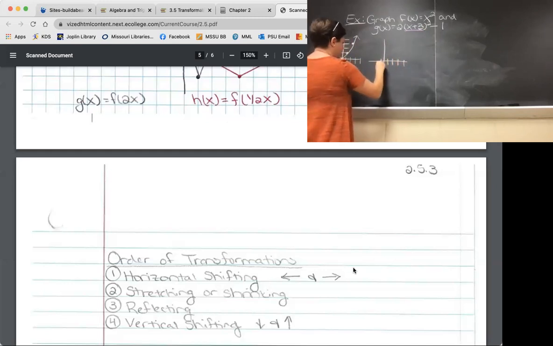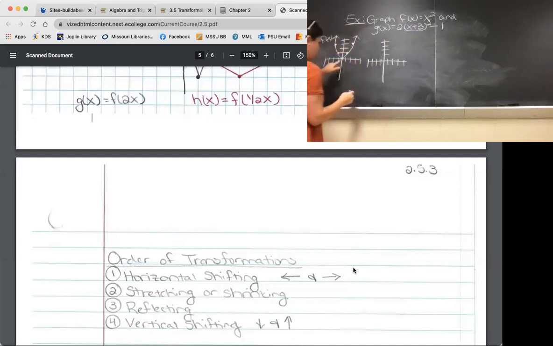So instead of 0, 0, I'm going to move that to the left 3 spots. 1, 2, 3. Instead of 1, 1, I'm now going to move that to the left 3 spots. 1, 2, 3. Instead of 2, 4, I'm moving to the left 3 as well. 1, 2, 3. Move to the left.